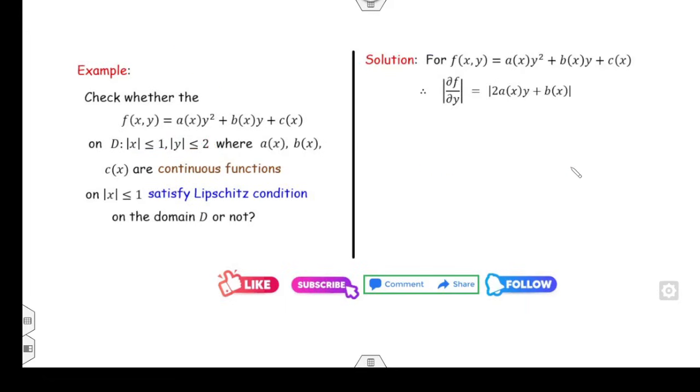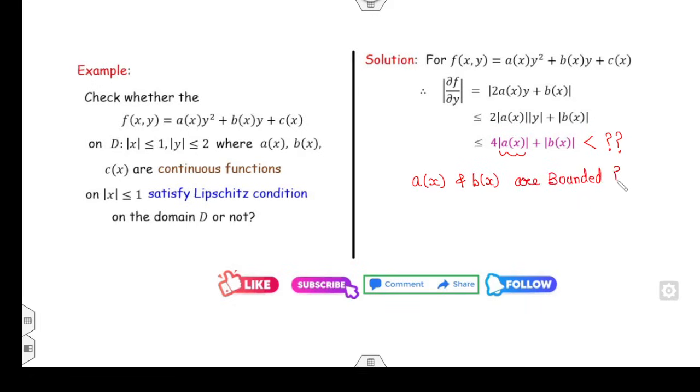Till here it was understood. Fine. Now the question is what the value will be less than or equal to. Fine. So can you say a(x) and b(x) are bounded? How can you prove that they are bounded? If they are not bounded, then in that case, if a and b are not bounded, what will happen? That means a will go to infinity, b will go to infinity. In that case, del f upon del y will go to infinity.